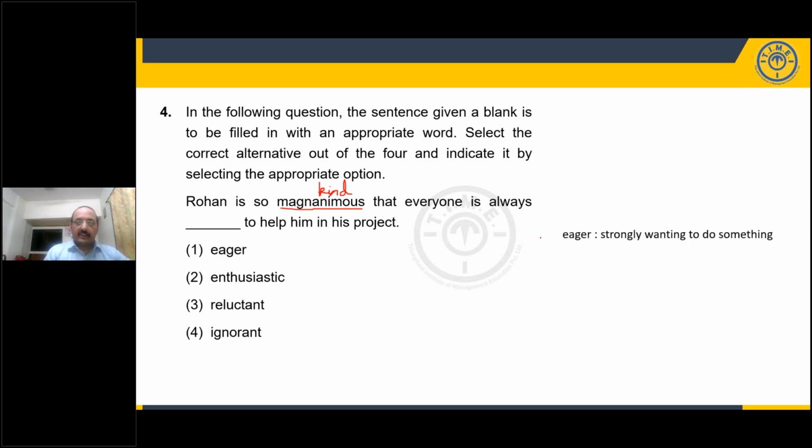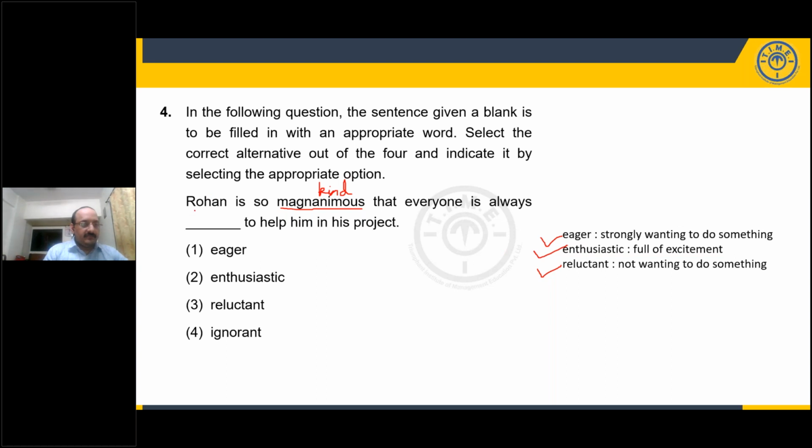So what do these words mean? Being eager is strongly wanting to do something. For example, I'm very eager to watch today's movie. Enthusiastic, full of excitement. I'm very enthusiastic about watching the movie today. Reluctant, not wanting to do something. Oh, I'm very reluctant to do this. Can we do this later on? Ignorant, not knowing something. So I'm ignorant about how to fill this form. Can you help me? That's the meaning of ignorant.